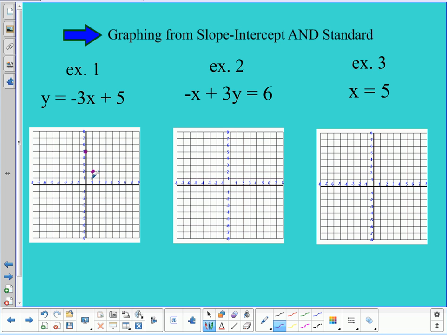And I can keep doing that a couple times. 1, 2, 3 over 1, 1, 2, 3 over 1. I do that enough times so that I can make a nice line through those. And I want to span the whole coordinate plane. That's especially going to be important today when I graph inequalities. So I'm going to make sure my line spans the entire coordinate plane and that I put arrows on the end showing that it's going to continue.